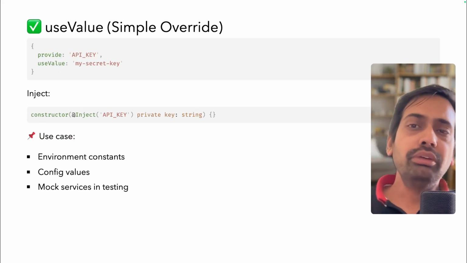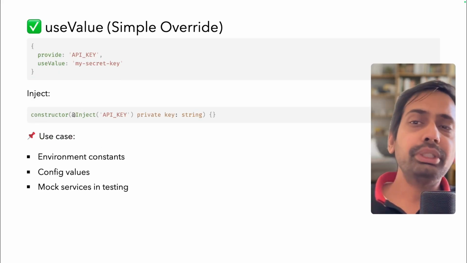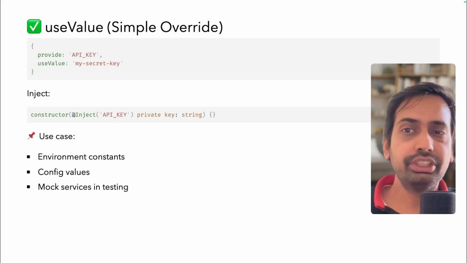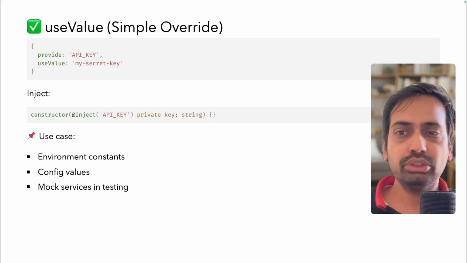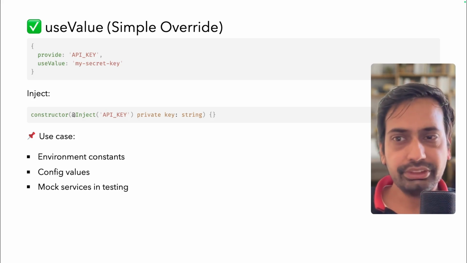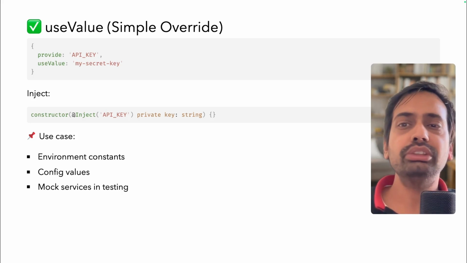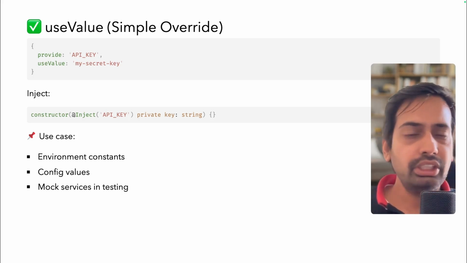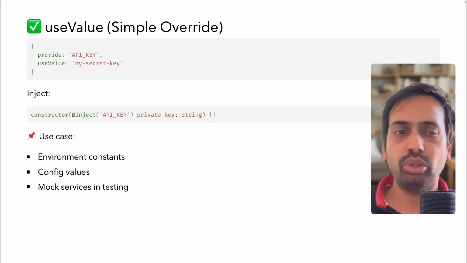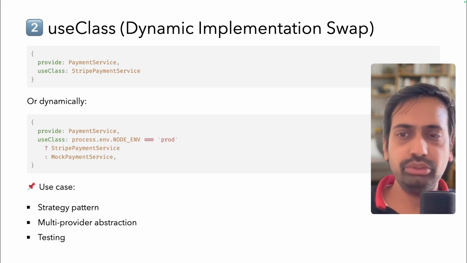If you want to inject a particular key like the API key or runtime configurations, you can do it like this: provide API key and the secret value is this. So how can you inject this inside a constructor? Constructor, inject API key, private key. So this key value is my secret key. You can actually do this for a mock service in testing, config values, and environmental constants.